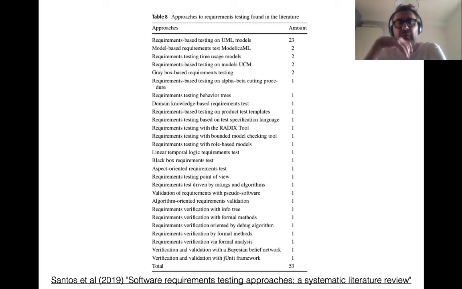The second one is model-based requirements testing based on Modelica, which is a language to model systems. The third one is requirements testing using time usage models, based on a different type of model, modeling the time: when things happen in the system, when outside things happen, and what the system does in response. You can use this to drive the testing. Behavior trees have also been used.